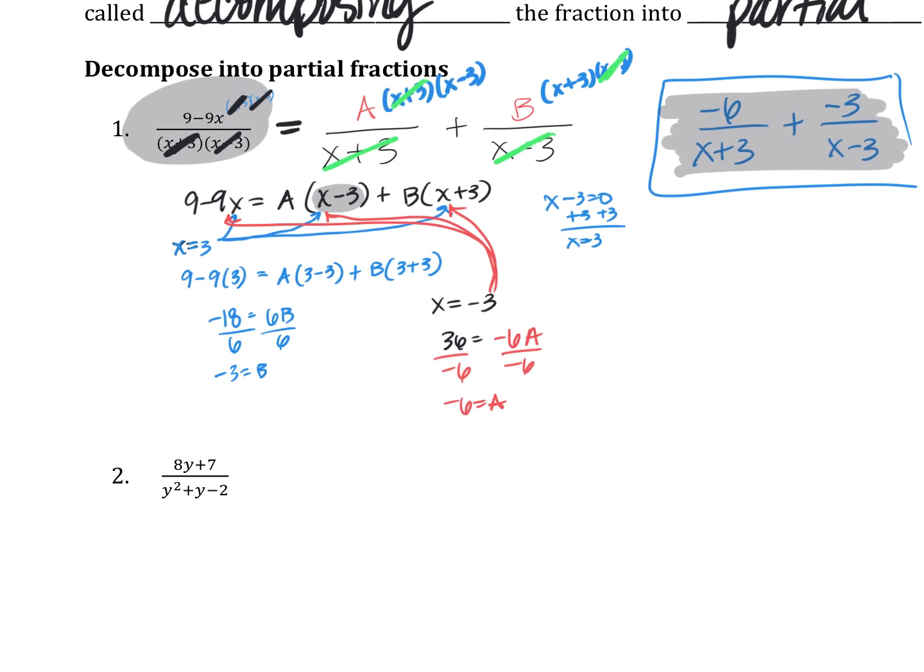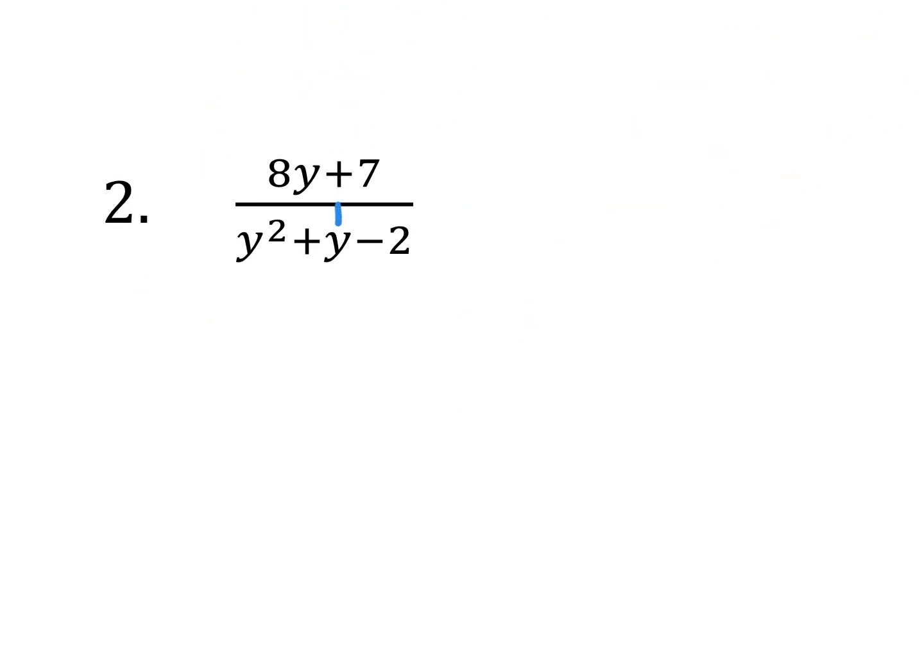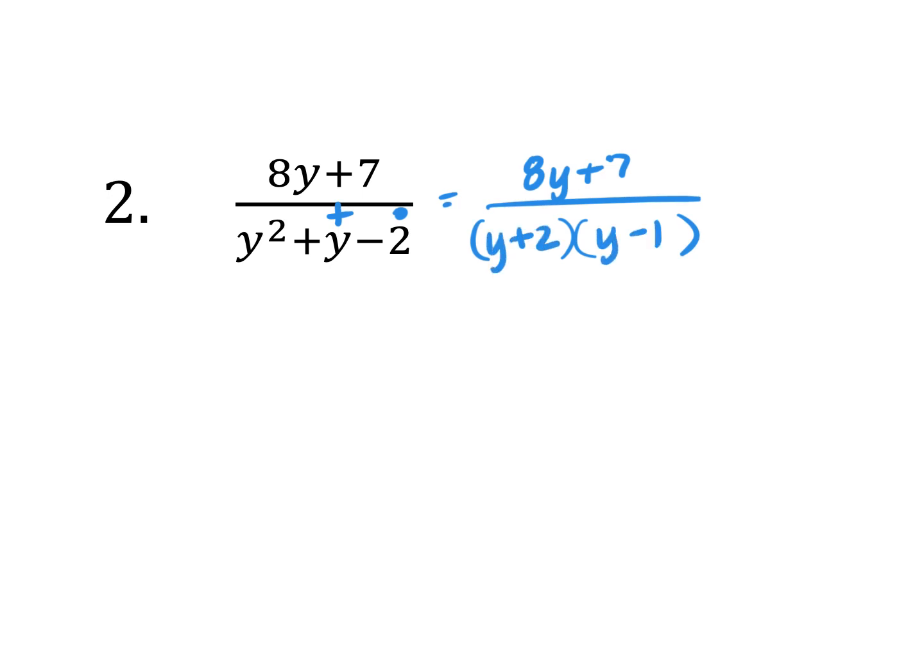What did I do on number 2 that's not as helpful as I did on number 1? I already had it factored in number 1. I'll go factor number 2. What is going to multiply to be negative 2, add to be 1? 2 times negative 1 is negative 2. 2 plus negative 1 is 1. So I haven't changed my problem at all, but we do need to factor it to see what those denominators are.